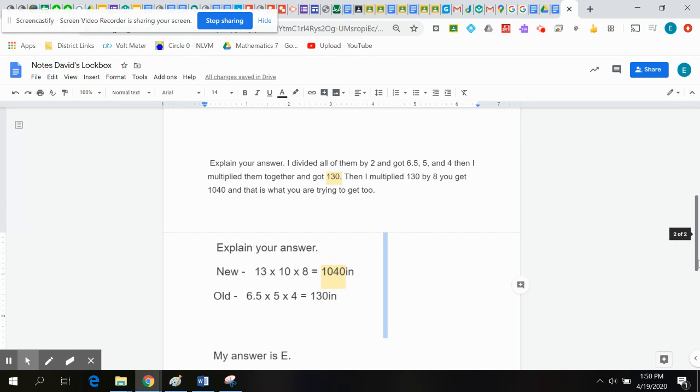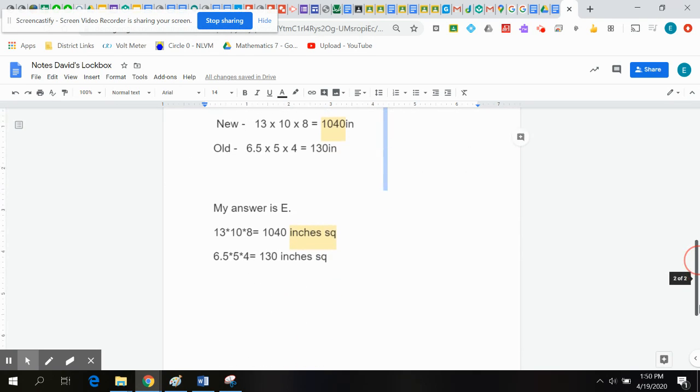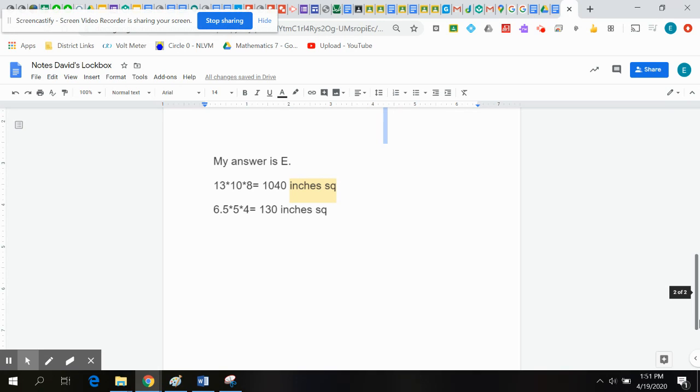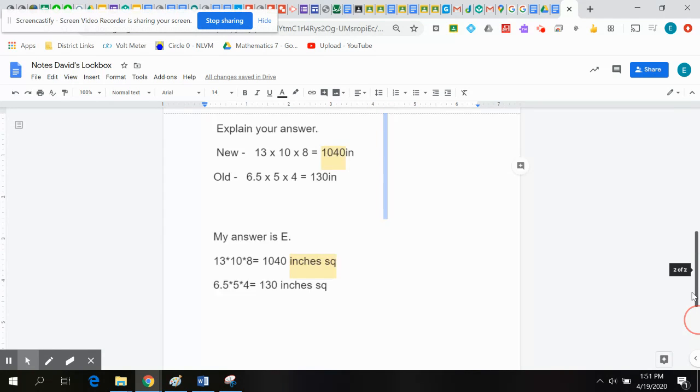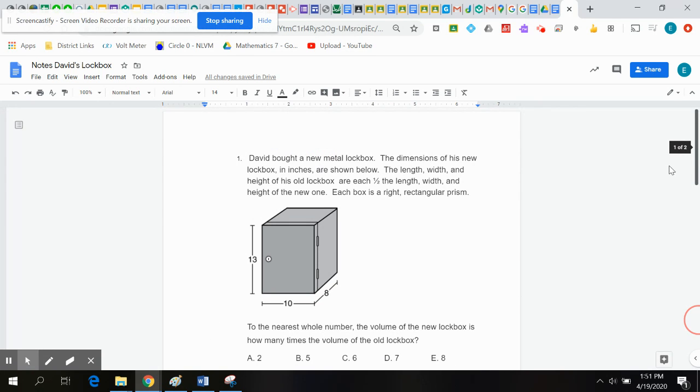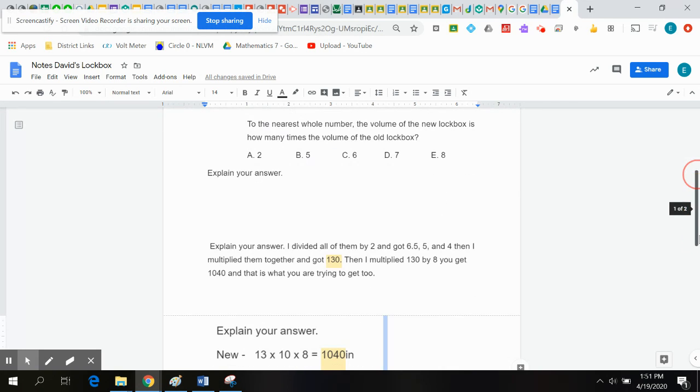All right, let's look at another example. My answer is Z. I have no problem with that. However, the units are not correct. 13 times 10 times 8 is 1,040 square inches. Well, square inches is the amount of space a flat surface occupies. This lockbox is three-dimensional, so shouldn't our units be cubic units? So let's just go over this real quick.